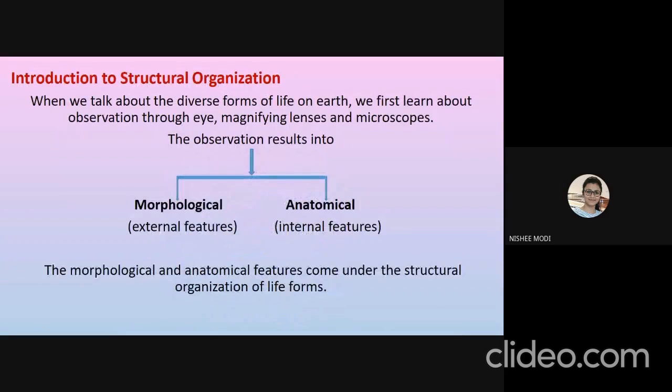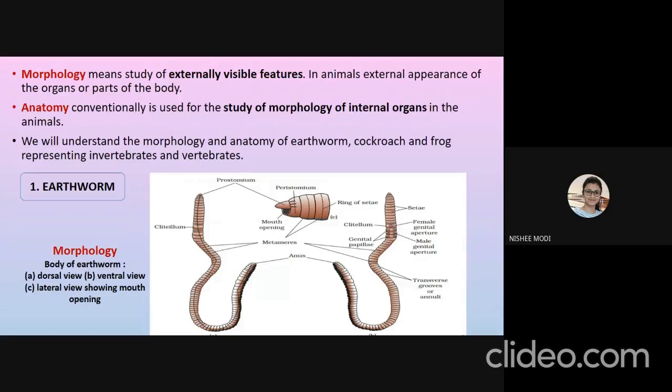So, when we talk about the diverse forms of life on Earth, we first learn about the observation through the eye, magnifying lenses, and microscopes. The observation results in the morphological or the anatomical. Morphological includes the external features and anatomical includes internal features. The morphological and anatomical features come under the structural organization of life forms.